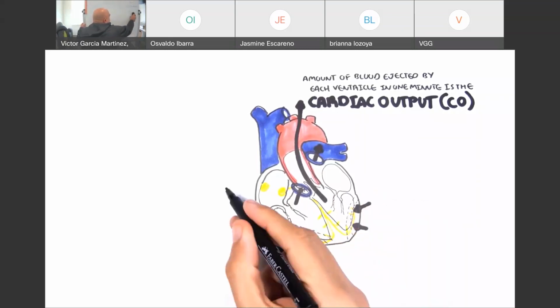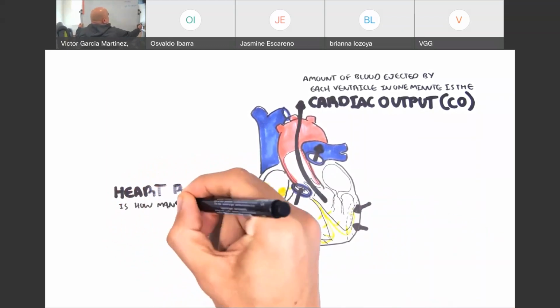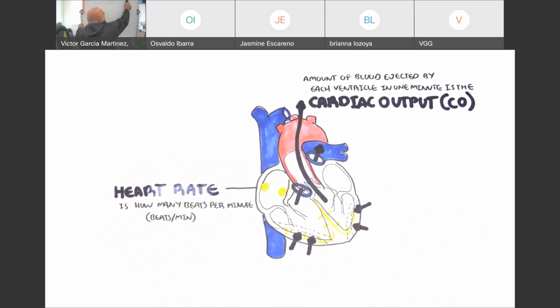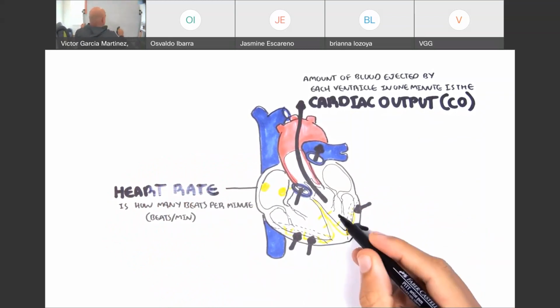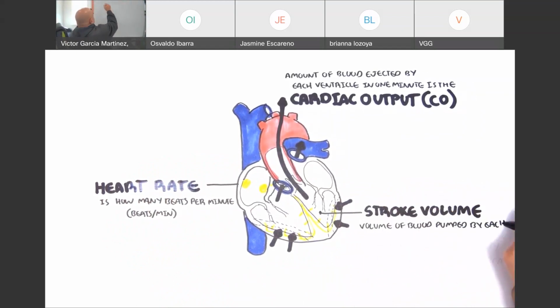Your heart rate is essentially your conduction system of the heart. Your heart rate is how many beats per minute, so beats over minute. The other factor is your stroke volume, which is the volume of blood pumped by each ventricle with each beat. So this is mLs per beat.